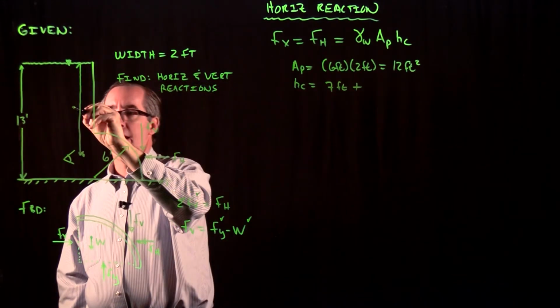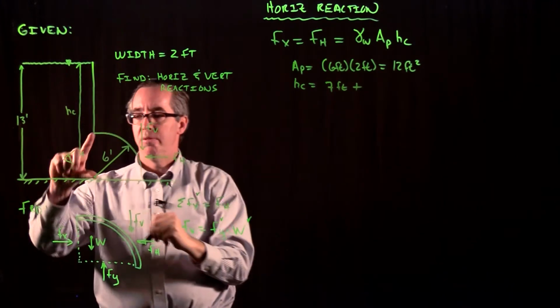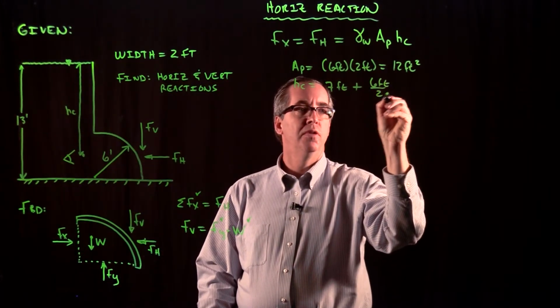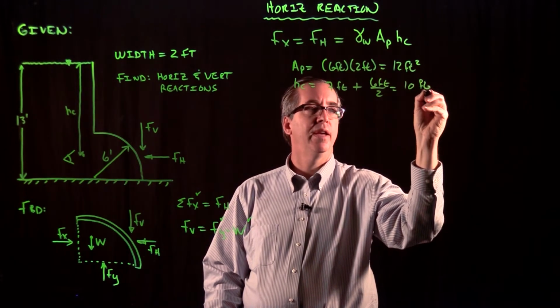Plus, and there would be half. So this is that depth that we're solving for. It would be half of the 6 feet, so 6 feet over 2. So we have a depth of 10 feet.